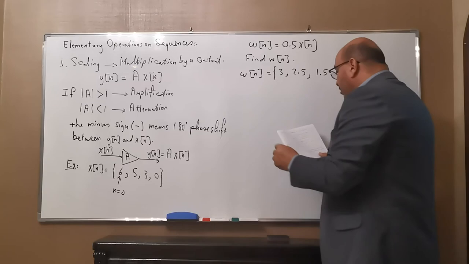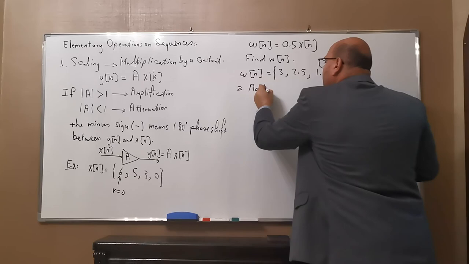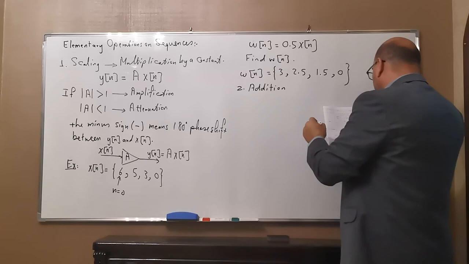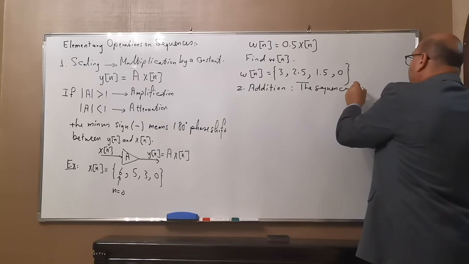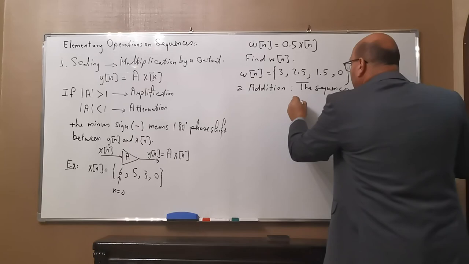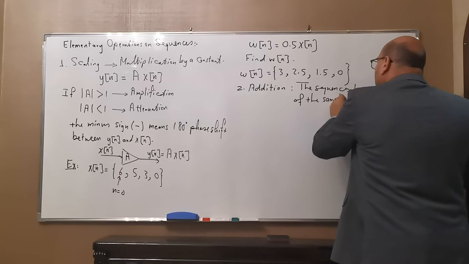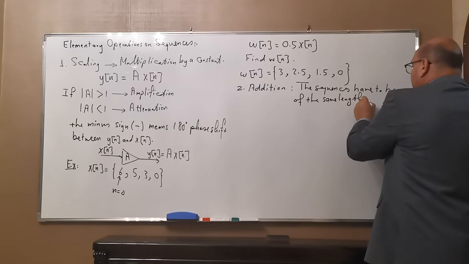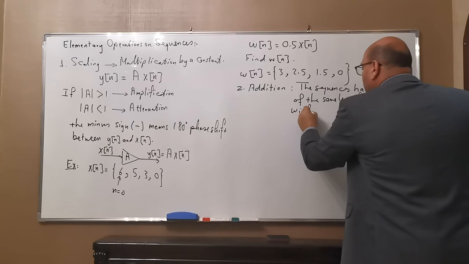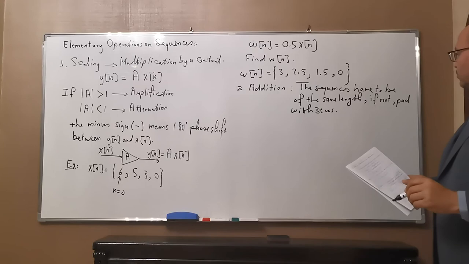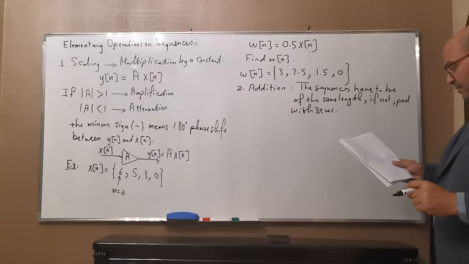Let's define the next elementary operation, which is addition. So we need to add two sequences. In this situation, the sequences have to be of the same length. Otherwise, if not, pad with zeros. So the sequences have to be of the same length. If they are not of the same length, then we pad with zeros and then do the addition.